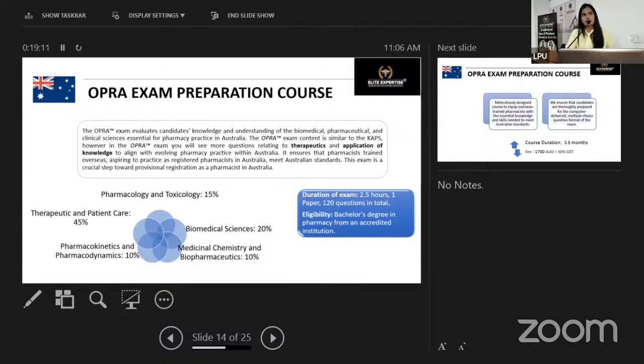Each paper consists of 100 questions, and there are 2 papers, paper 1 and paper 2. And the exam pattern, the questions will be based on the subjects' weightage.